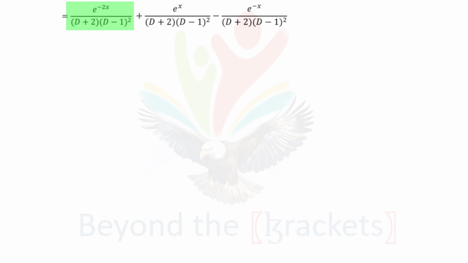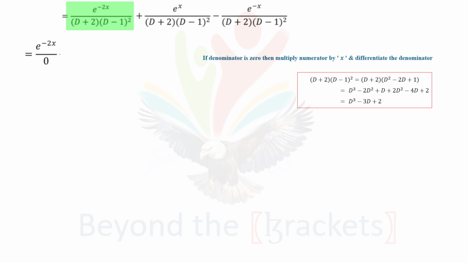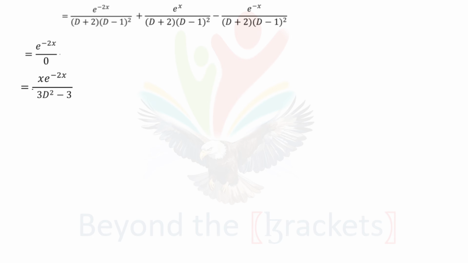Let's first solve the first term, which has e power minus 2x, which again comes under type 1. We replace d with a, and in this case it's minus 2. Minus 2 and plus 2 in the denominator cancels out and the denominator becomes 0, which is a case of failure. To solve this, multiply the numerator by x and differentiate the denominator with respect to d. Before we differentiate, let's multiply both the terms d plus 2 and d minus 1 whole square. So the numerator becomes x e power minus 2x and the denominator becomes 3d square minus 3. Again, substitute minus 2 in place of d. We get 3 into minus 2 whole square minus 3, which is 9, which simplifies the first term.